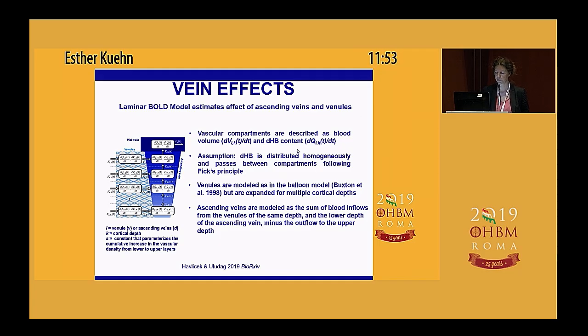So here, venules are modeled according to the balloon model, which we also, for example, use in SPM, but is here expanded for multiple cortical depths. In that approach, the ascending veins are modeled as the sum of blood inflows from the venules of the same depth and the lower depth of the ascending vein, minus the outflow of the upper depth. So it's a little bit complicated, and there's a lot of mathematics involved.